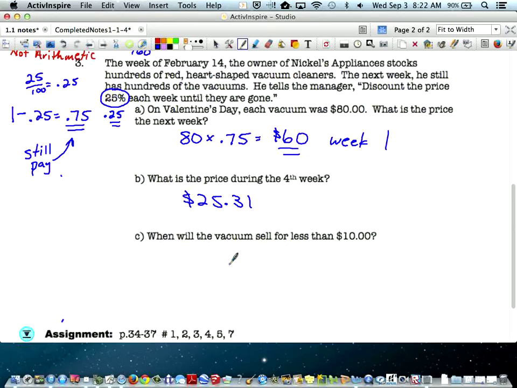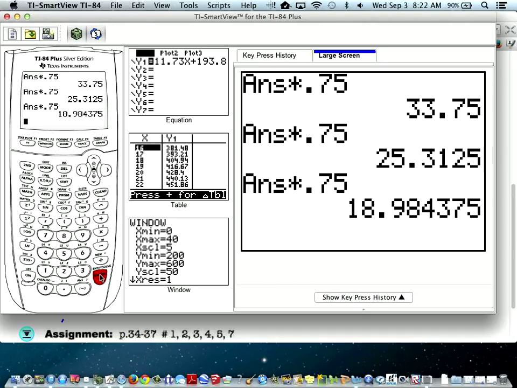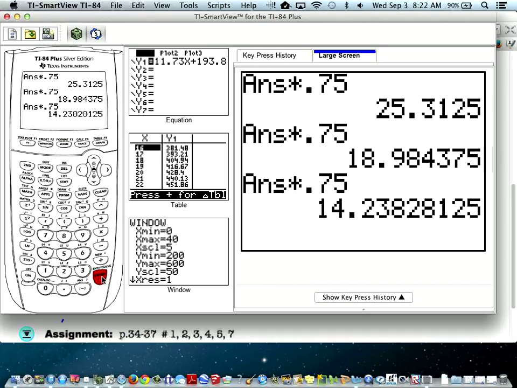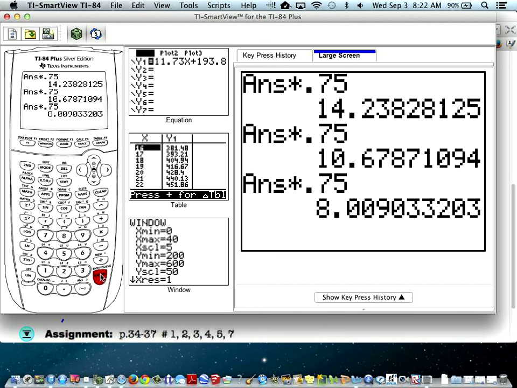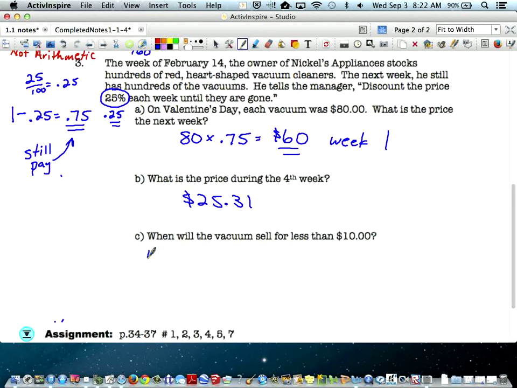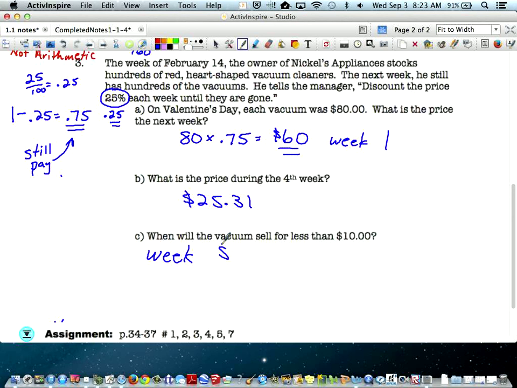Finally, when will the vacuum sell for less than $10? Well, if that's week 4, week 5, no. Week 6, no. Week 7, no, it's not under. It's week 8. So it took 8 weeks, and we'll just write it in there, $8.01 if you round it properly. Week 8.